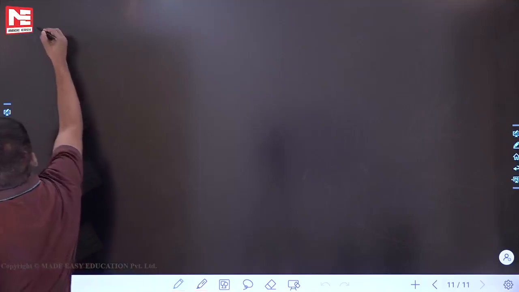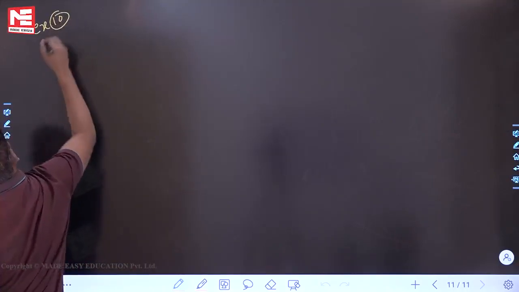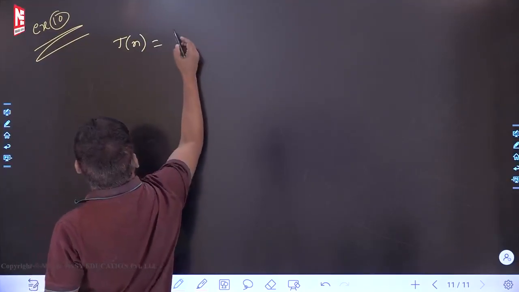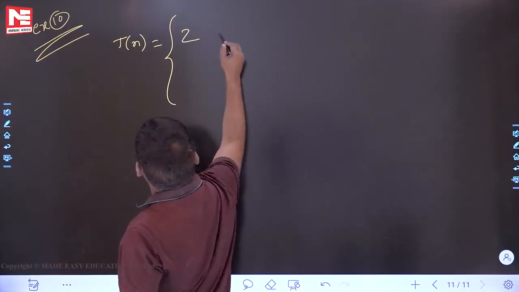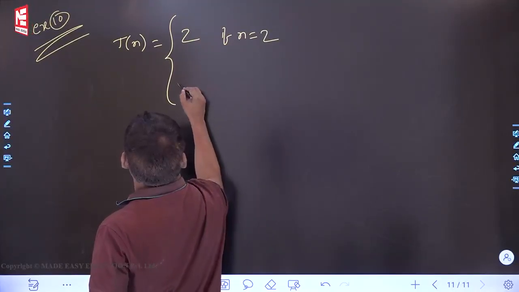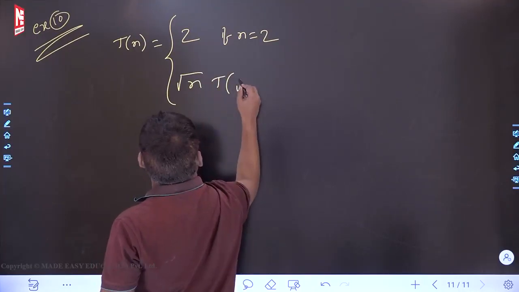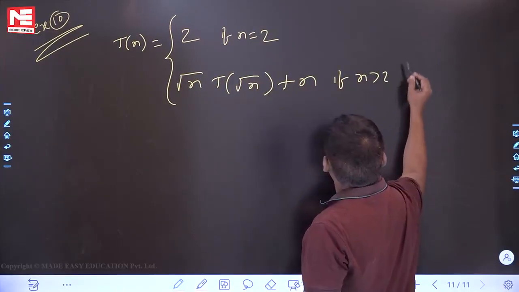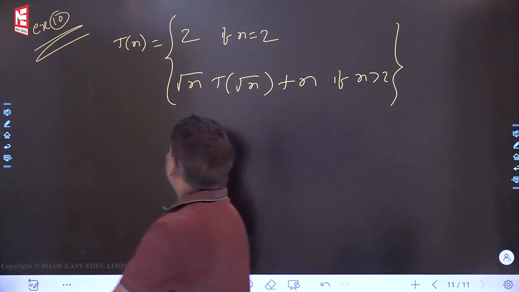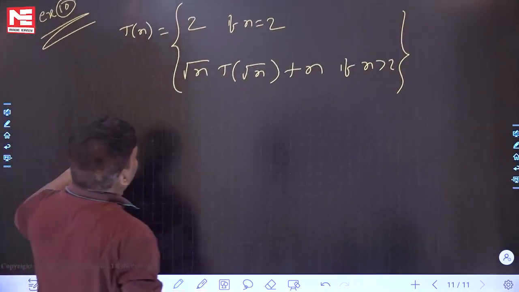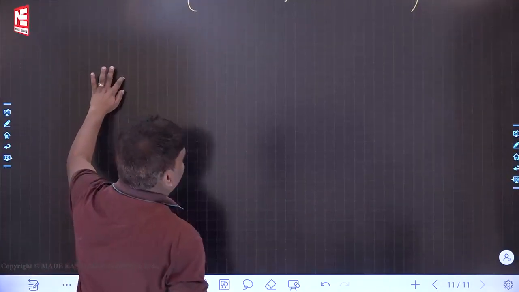Example 10. Let's see. T(n) is equal to 2 if n is equal to 2. Otherwise, T(n) is equal to root n times T(root n) plus n if n is greater than 2. T(n) is 2 if n is 2, and T(n) is root n T(root n) plus n if n is greater than 2. This is the problem.